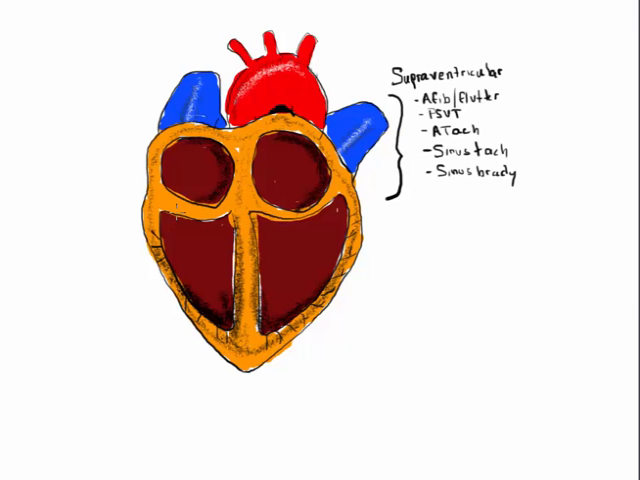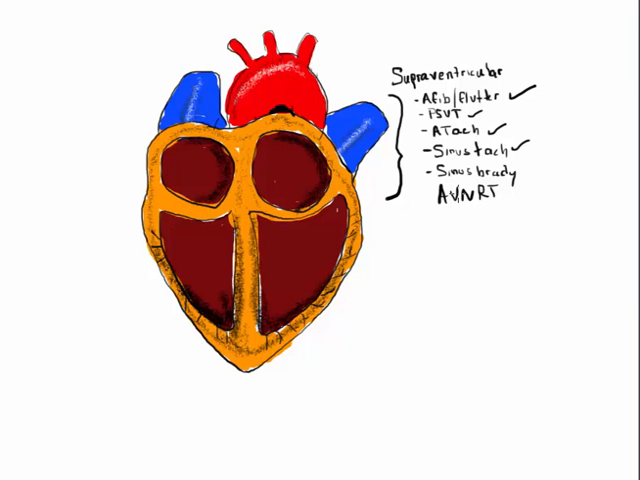Supraventricular arrhythmias are going to include afib and aflutter, paroxysmal supraventricular tachycardia, or PSVT for short, atrial tachycardia, sinus tachycardia, and AV nodal reentry tachycardia, or AVNRT for short.